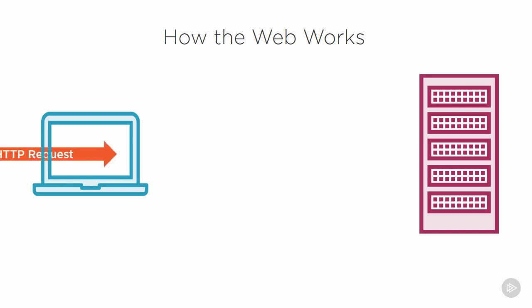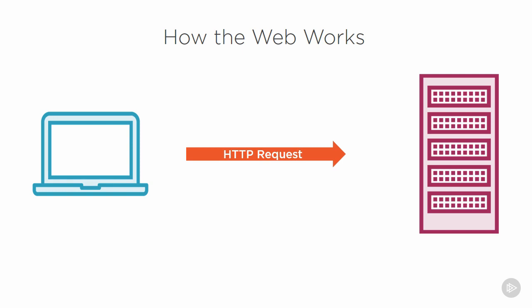For example, when an HTTP request is made, this can be done, by the way, by the user typing a URL into the browser or clicking on a link or filling out a form and then pressing a submit button. See, any of those things will trigger an HTTP request.